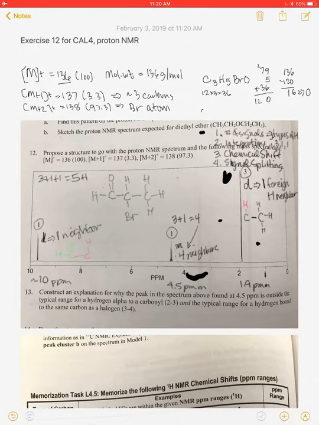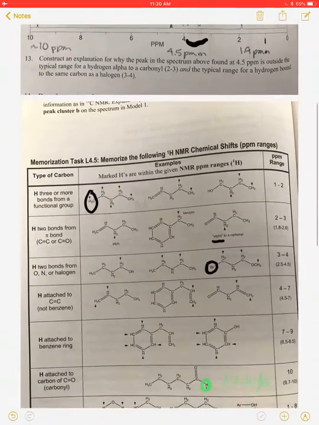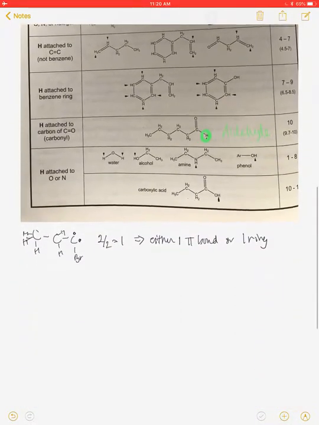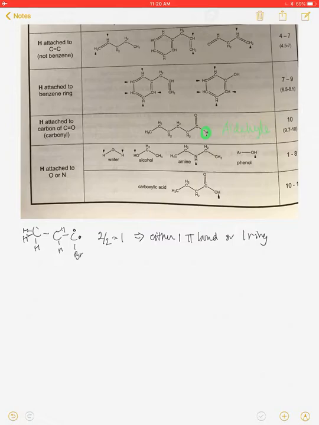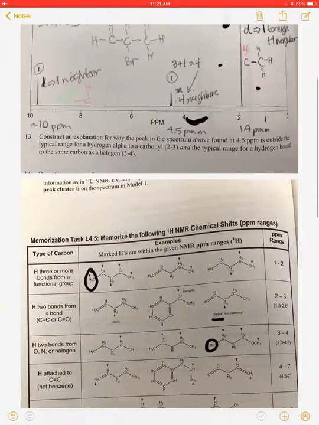Do we need to check anything else? Down here at the bottom we said it either had 1 pi bond or 1 ring. Well, we didn't get a ring, so I'll cross that out. And we do have 1 pi bond. It's a C double bond O, so you can write that in. And that matches with the chemical shift of a hydrogen around 10 ppm.